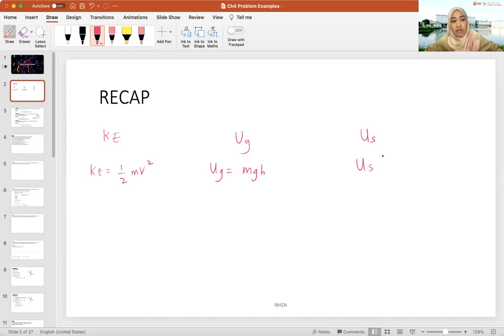Okay, so this is related to height, this is related to velocity. And US is your potential energy related to spring. And this is 1/2 kx squared. This is related to the compression or the stretching of the spring. Okay. Now, when we have a change in kinetic energy, we would have work done. When we have a change in UG, we would have work done.